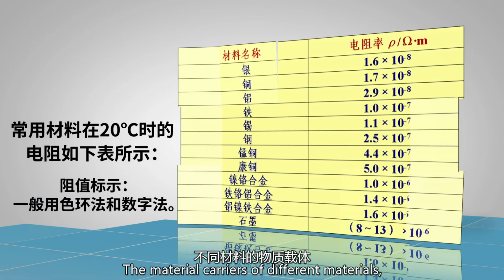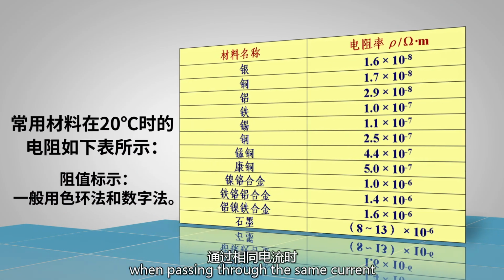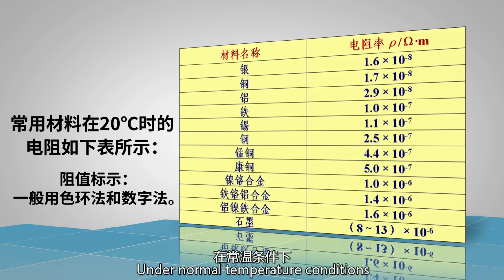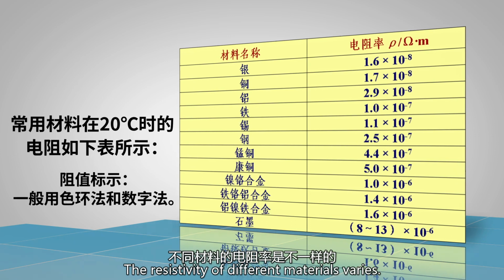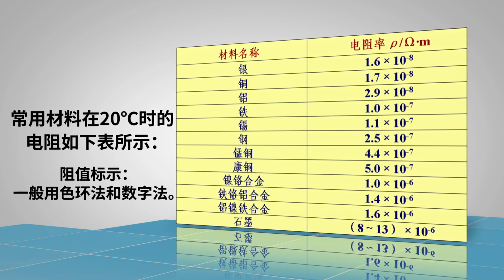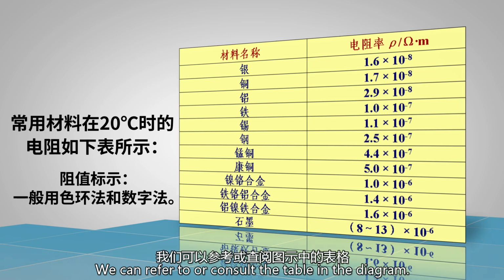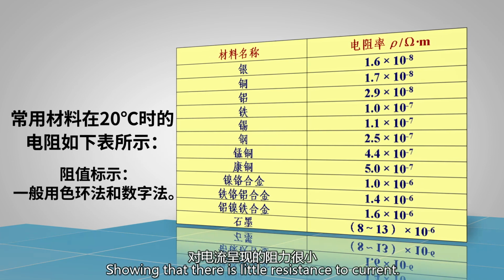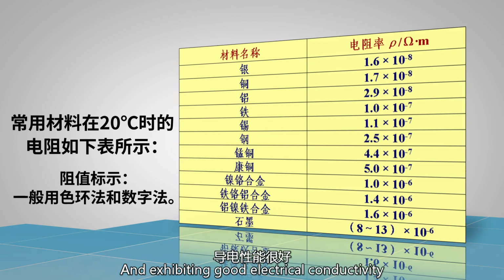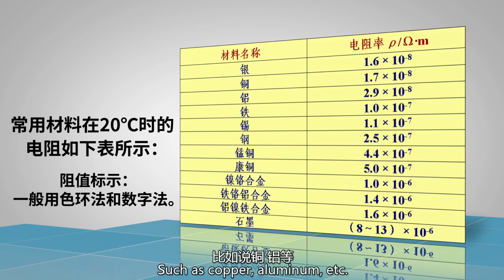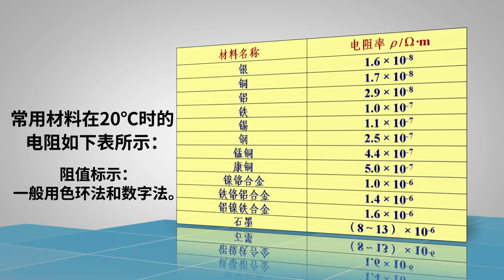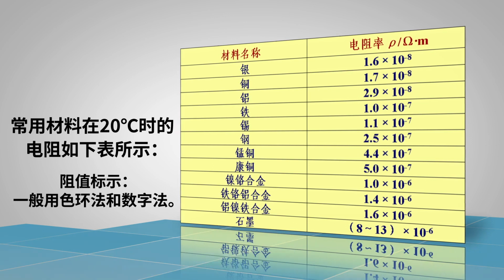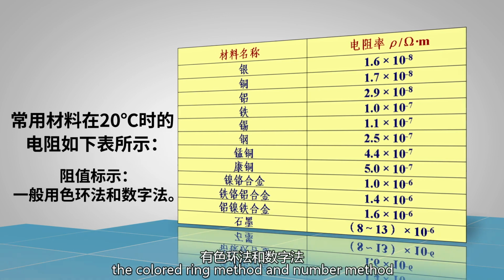The material carriers of different materials, when passing through the same current, show great differences in resistance. Under normal temperature conditions, the resistivity of different materials varies. We can refer to the table in the diagram, showing that there is little resistance to current, and exhibiting good electrical conductivity, such as copper, aluminum, and etc. Common methods of marking resistance values include the colored ring method and number method.